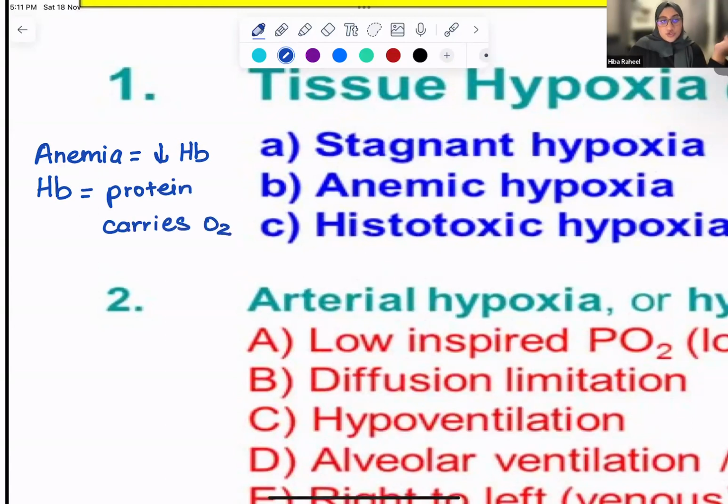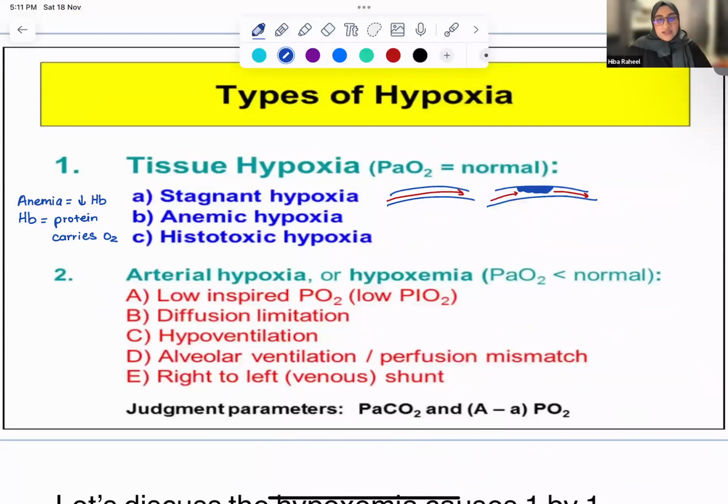It carries oxygen. So there is low protein, and the blood has a low oxygen carrying capacity. Obviously, when there is less protein available for the oxygen to be carried, there's going to be less oxygen delivered to the tissue, eventually leading to hypoxia.